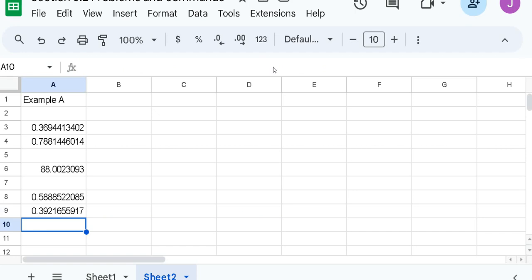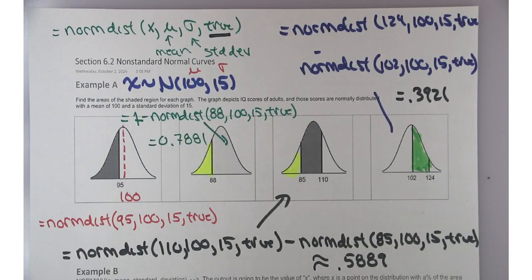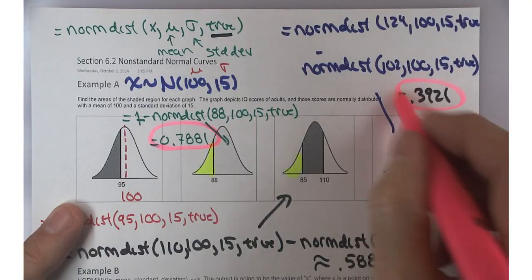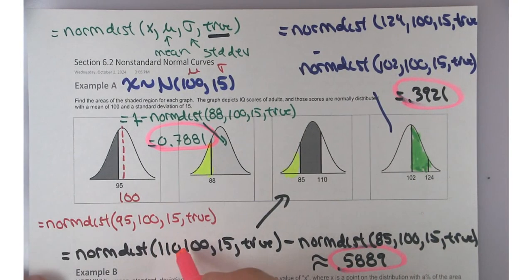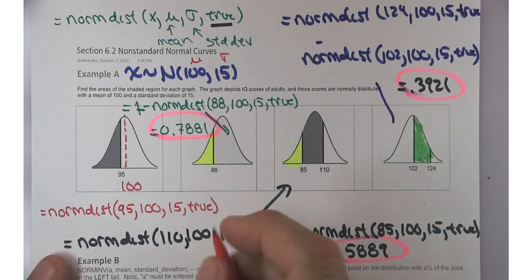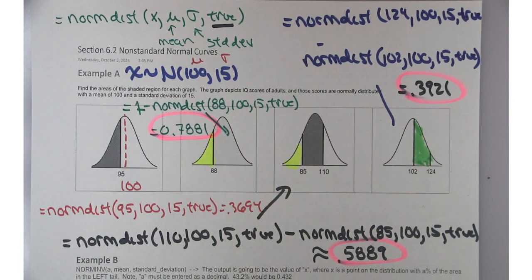So 0.3921, or 39.21%. I don't have much preference for percent versus decimal for these things, but there you go. 1, 2, 3, and let's see, where am I missing one? Oh, I don't think I wrote down the first one. First one should have been 0.3694. So there we go. Not bad, not bad.